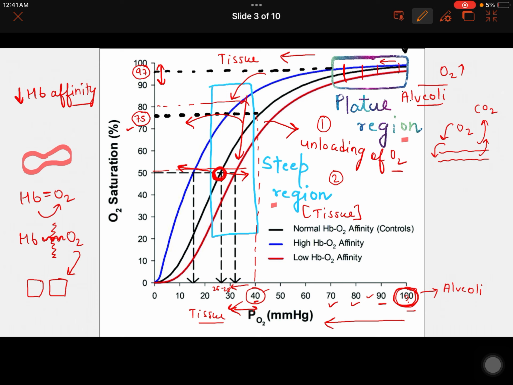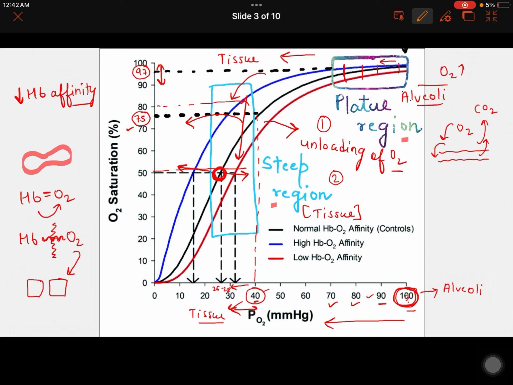If it is going towards the right side, the binding affinity of hemoglobin with oxygen is decreasing. That's why it will be able to release more oxygen to the tissues. If it is going towards the left side, it has a higher affinity of hemoglobin with oxygen, that is at the lungs level, so it will not be able to release the oxygen at that particular time, right? Then I told you the significance of the plateau region. Even if the partial pressure of oxygen drops, the saturation level will be maintained. What about the tissue level? We can see the steep region. In the steep region, if tissues need more oxygen, more oxygen might be delivered without much change in the partial pressure of oxygen, right?